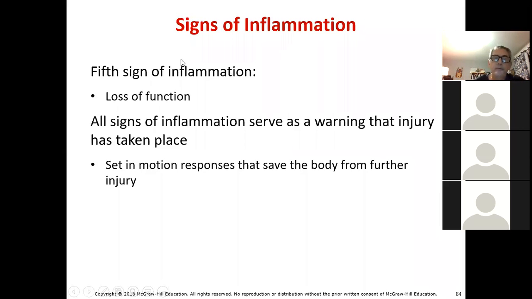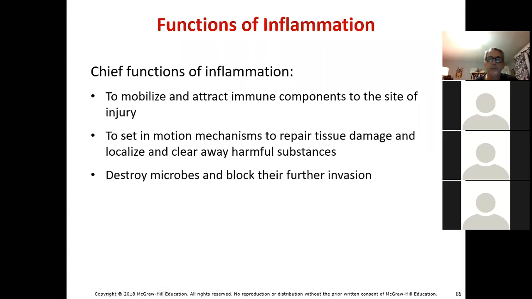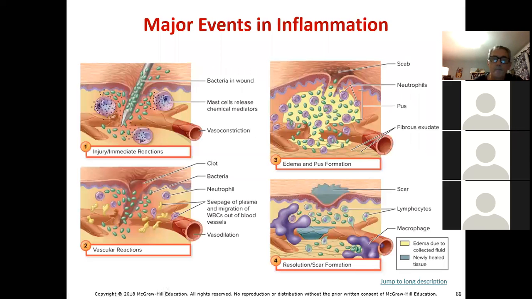Another sign of inflammation is loss of function. All signs of inflammation serve as a warning that injury is taking place. It sets in motion responses to save the body from further injury. Chief functions of inflammation are to mobilize and attract immune components to the site of the injury, to set in motion mechanisms to repair tissue, localize and clear away harmful substances, and to destroy microbes and block their further invasion.